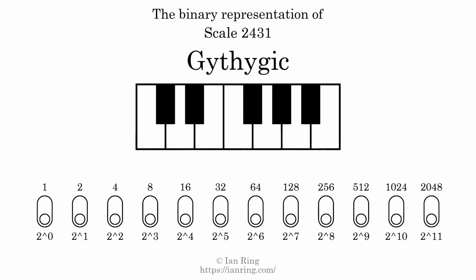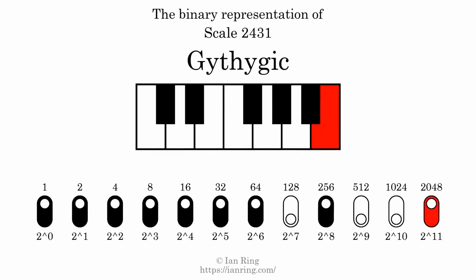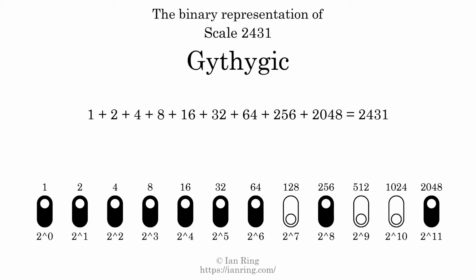The binary representation of this scale is determined by mapping tones of the scale to binary digits. Each binary digit represents a power of 2. To get the scale number, we add the powers of 2 together. The powers of 2 that are present in the scale, all added together, equals 2431.